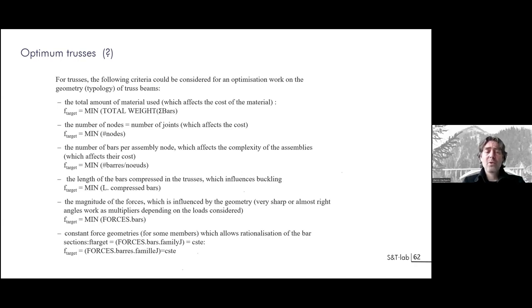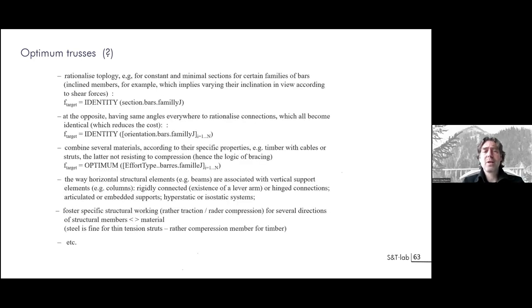You may want to control the magnitude of forces when you have the geometry that will be interacting with this. For instance, if you have very sharp angles between two bars, or almost right angles, it won't spread the force very efficiently into the vertical or horizontal direction. You can go to constant force geometry. You can try to rationalize typology to have constant or minimal section for families, or take this question of families to analyze the connections instead of the bars.